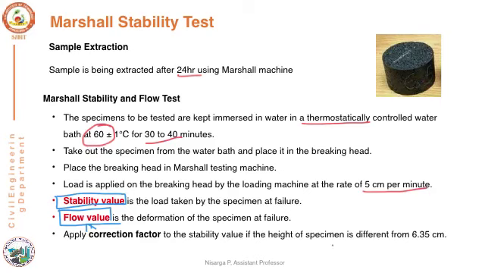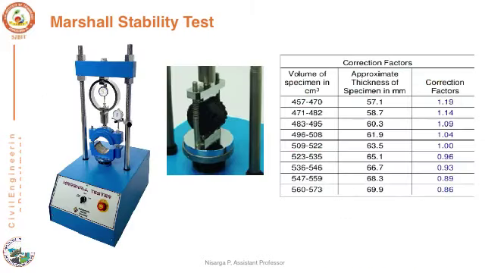I've already mentioned that if the thickness of the compacted specimen varies from 63.5 mm by more than plus or minus 3 mm, then a suitable correction has to be applied. So we'll see how the Marshall testing machine looks.